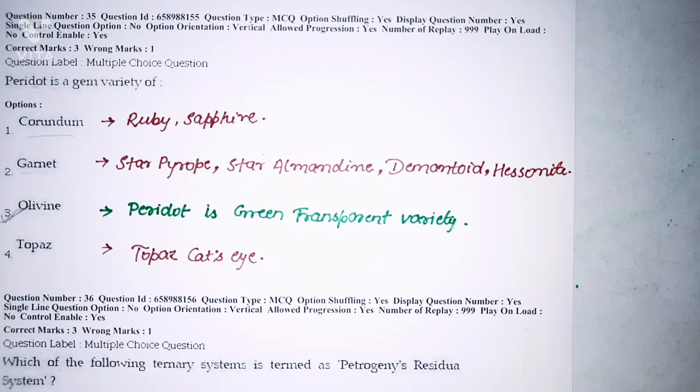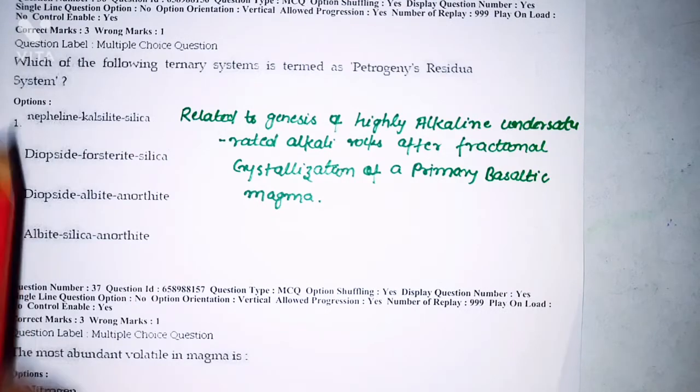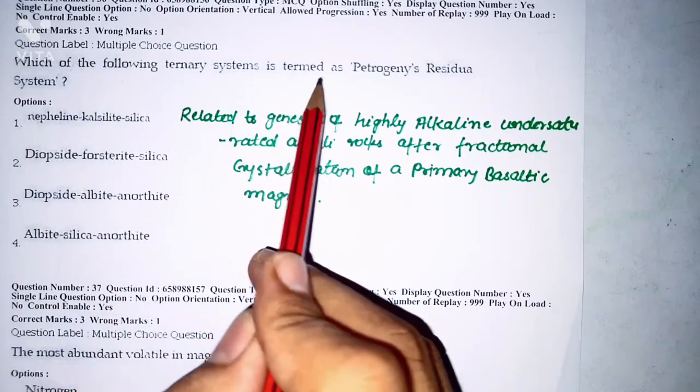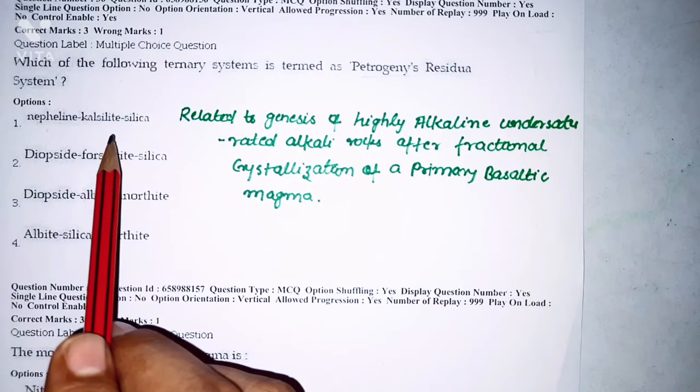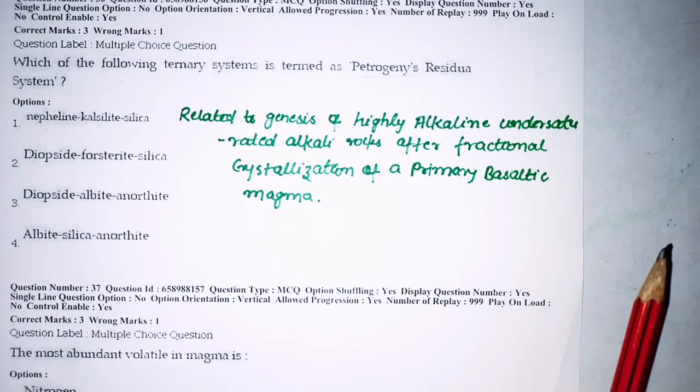Okay, next question is which of the following ternary systems is termed as the petrogeny's residua system? So first of all, why petrogeny's residua system? So first one is nepheline, kalsilite, and silica. Okay, so this is the most fundamental system related to the genesis of highly undersaturated alkali rocks. Okay, undersaturated. Now, Bowen considered that after crystallization of a primary basalt magma, the residual liquid will be highly enriched with respect to alkali, alumina, and silica, and its bulk composition should lie in the nepheline, kalsilite, and SiO2 system.